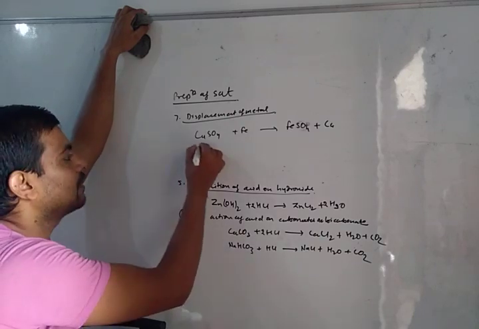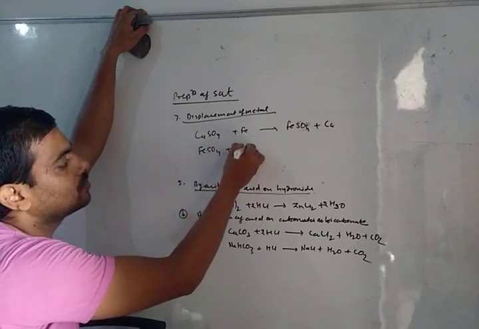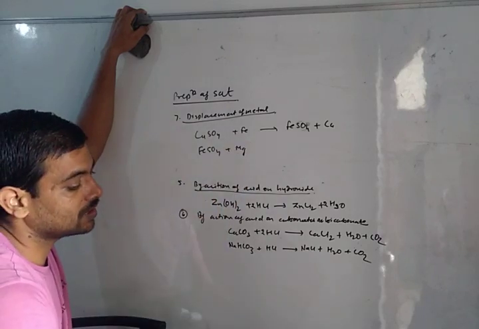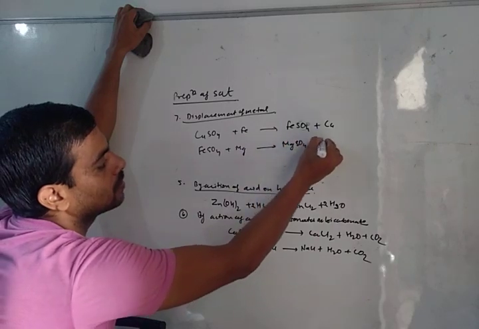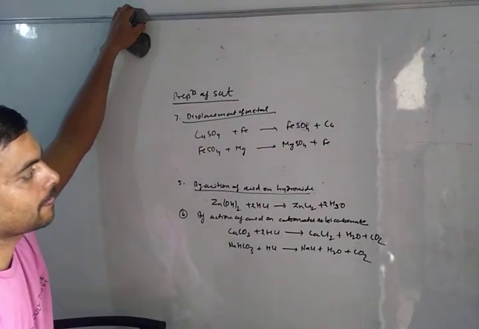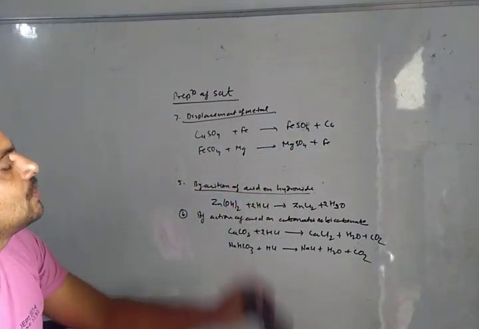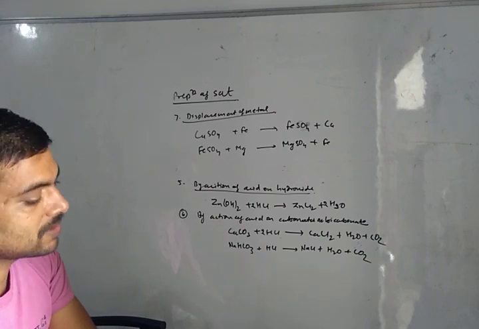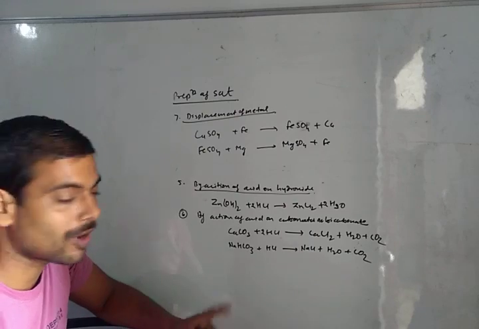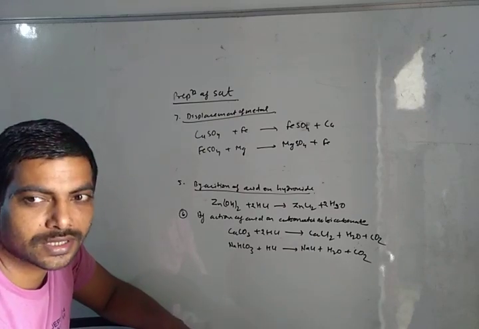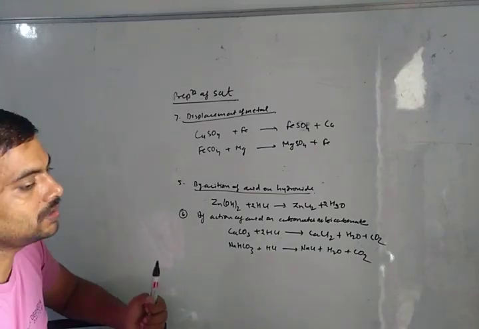You may also write FeSO4, again treated with a more reactive metal. Magnesium is more reactive than iron, so it transforms into MgSO4 plus Fe. Magnesium again treated with calcium becomes calcium sulfate and magnesium metal, and so on. This reaction goes on. With the help of the reactivity series, you can track up to what level the reaction is going to complete.